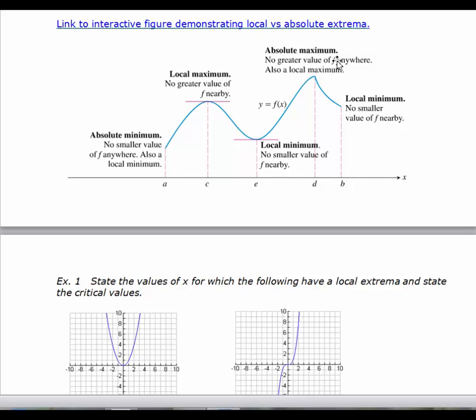So the absolute max and absolute min have to do with the greatest value and the smallest value of the whole function on an interval, whereas local max and local min are just the greatest value and the smallest value of the function for a little neighborhood.